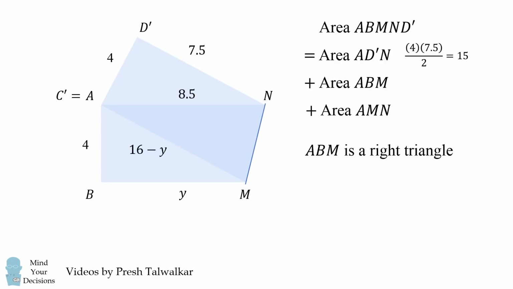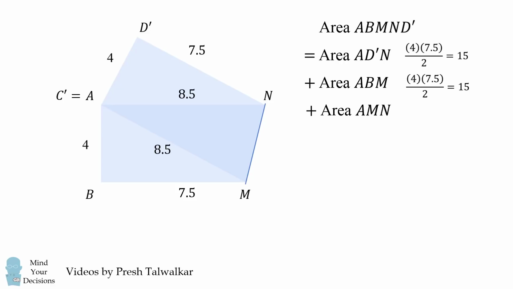Similarly, triangle ABM is a right triangle. By the Pythagorean theorem, we have 4 squared plus y squared is equal to the quantity 16 minus y squared, and then we get y is equal to 7.5. So it turns out that triangle ABM is actually congruent to triangle AD prime N. We can use these dimensions to get its area is also equal to 15.